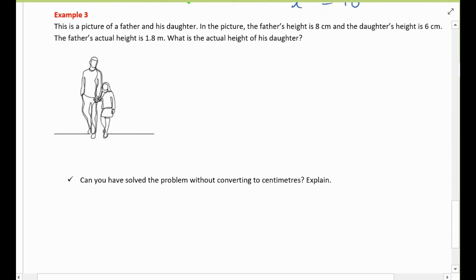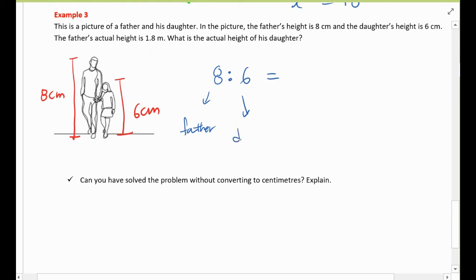Example 3. This is a picture of a father and his daughter. In the picture, the father's height is 8 centimeters and the daughter is 6 centimeters. The father's actual height is 1.8 meters. What is the actual height of his daughter? Father and daughter, 8 to 6. This is the father, and this is the daughter. The father is 1.8 meters, and we want to know what the daughter's height is.